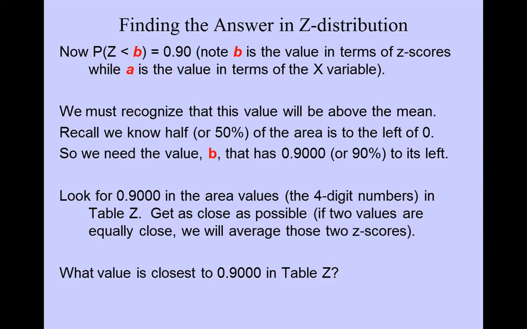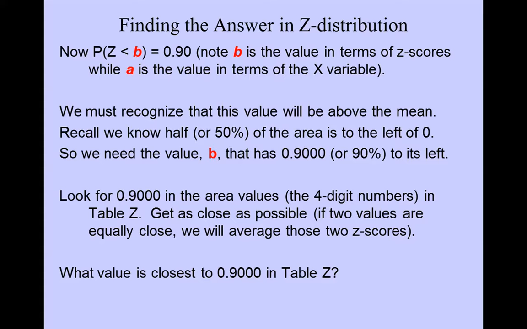Look for 0.9000 in Table Z as an area. That's one of the 4-digit numbers. Get as close as possible. If 2 values are equally close, we will probably just take the average of the 2 z-scores. So which value is closest to 0.900 in Table Z?